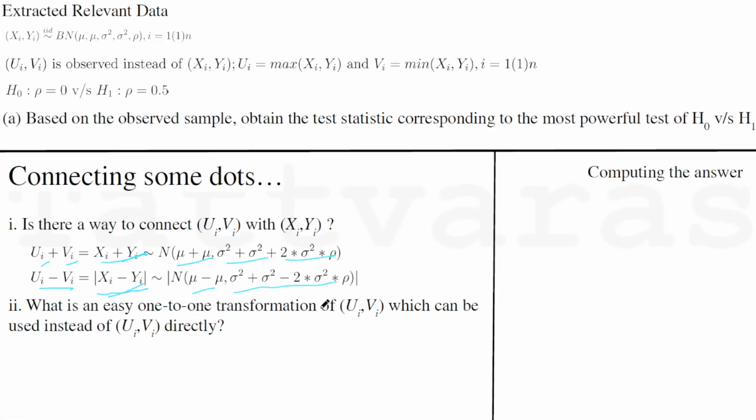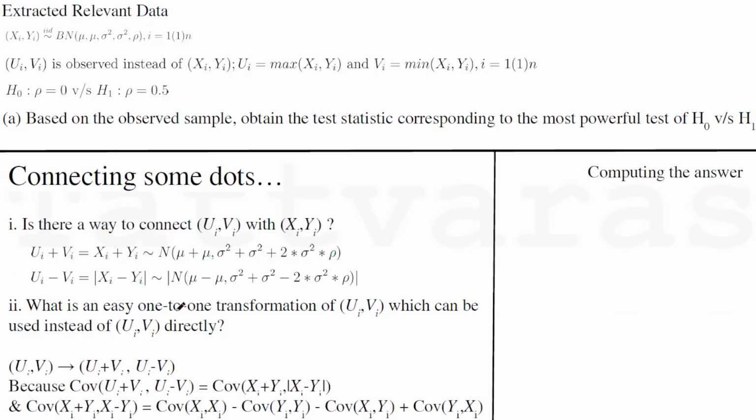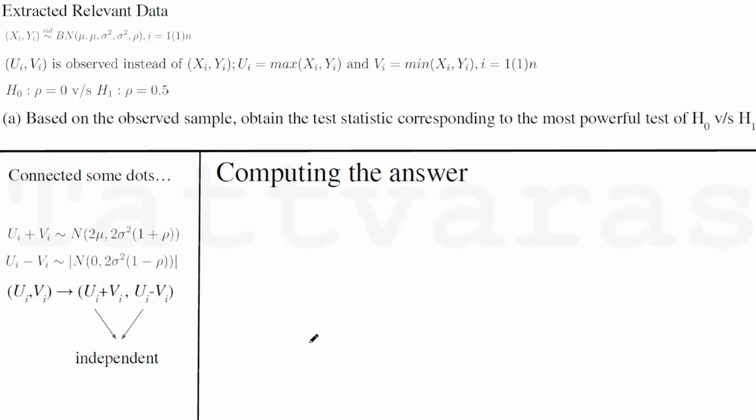And is there an easy one-to-one transformation of Ui and Vi? Well, the clue was here itself. It's this. And that is because we have independence. Notice that the covariance of Ui plus Vi and Ui minus Vi is the same as this. Now, for a moment, ignore the modulus and look at this covariance. These two last terms will cancel out. And because the variances of Xi and Yi are the same, they cancel out. This means Xi plus Yi and Xi minus Yi are independent normal random variables. And because they are independent, these two are also independent, which means Ui plus Vi and Ui minus Vi are independent, and they are going to be perhaps the easiest random variable transformation to use to get the test statistic.